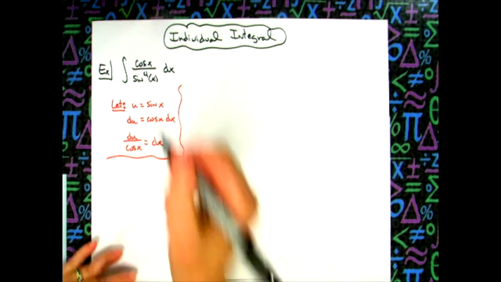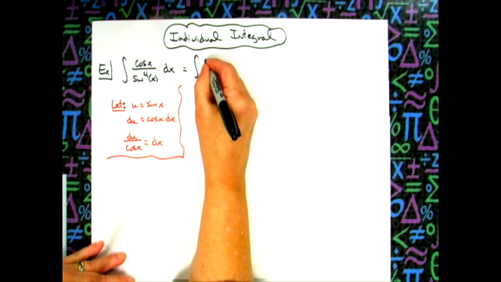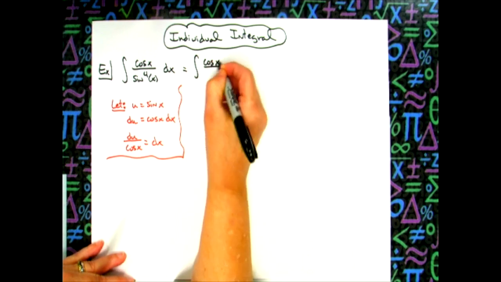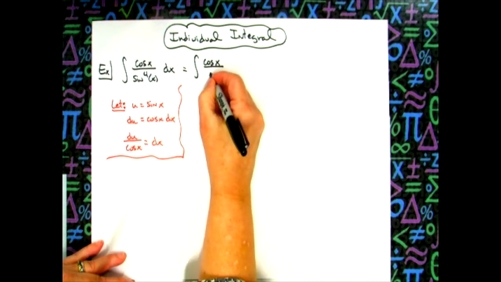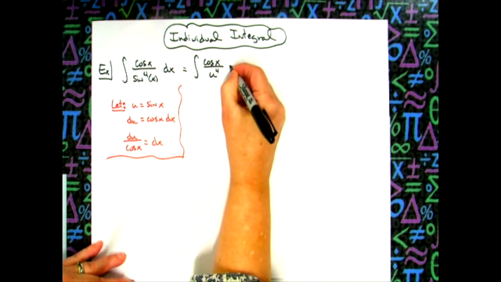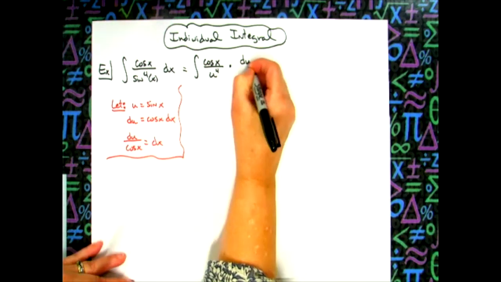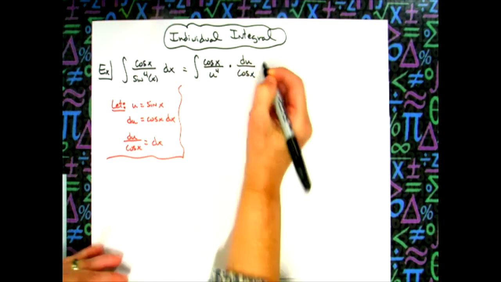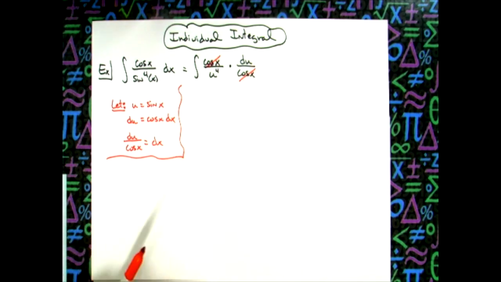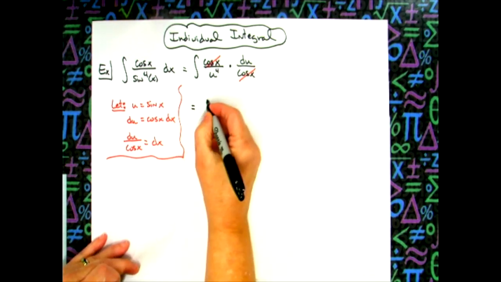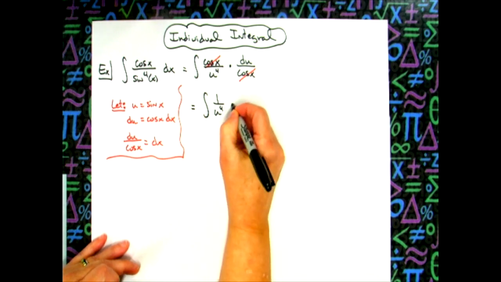When we come back up here to the original integral, we're going to start replacing. We'll leave the cosine x on top. We'll replace the sine x with the u there on the bottom. It'll be a u to the fourth. All right, we'll replace that dx with du over that cosine x. All right, we wanted that to happen so that we could cross out those cosines. That's going to leave us then with the integral of 1 over u to the fourth du.